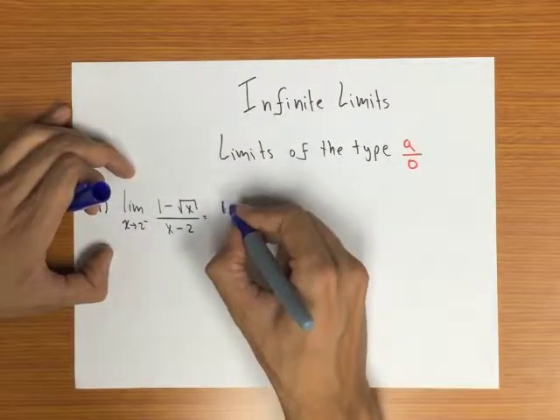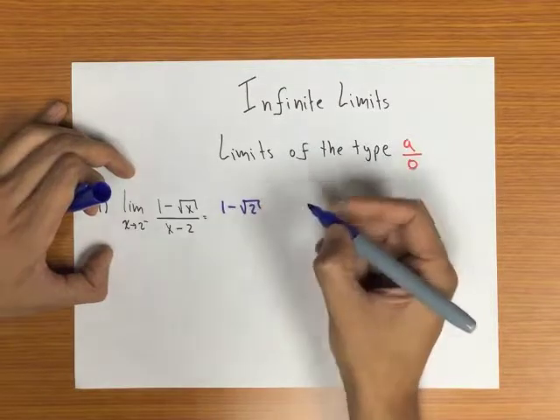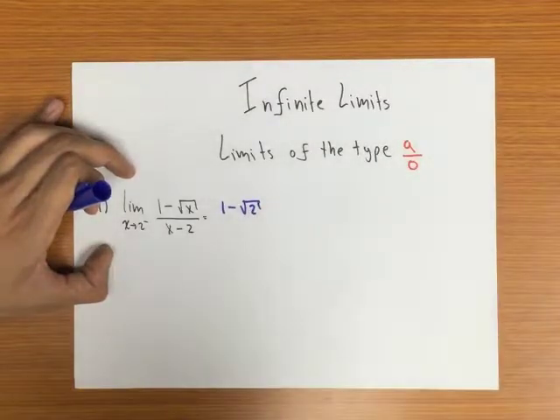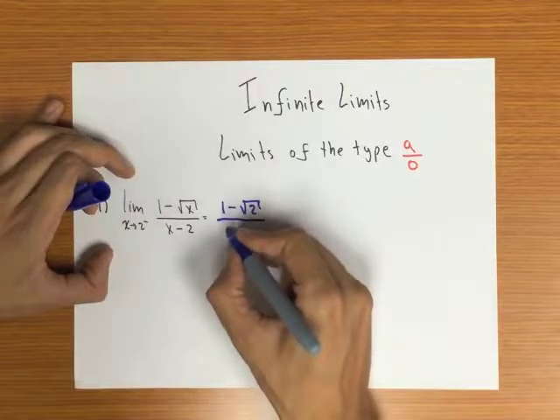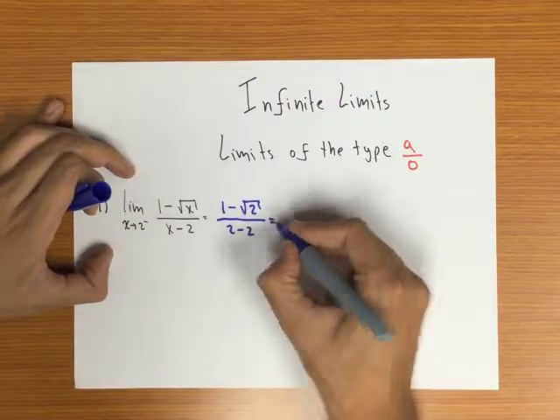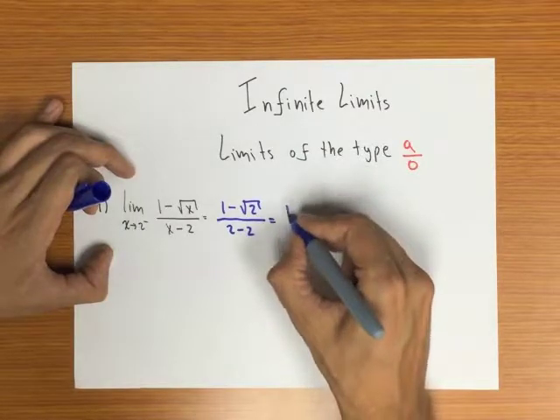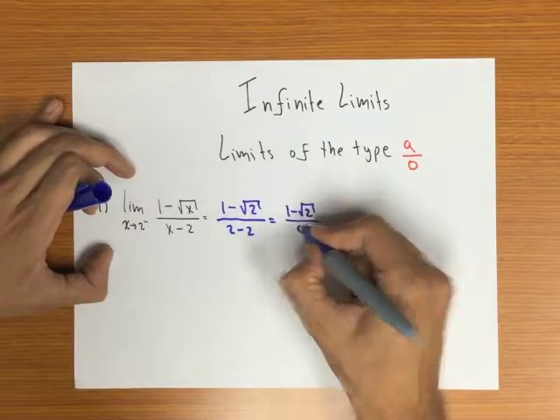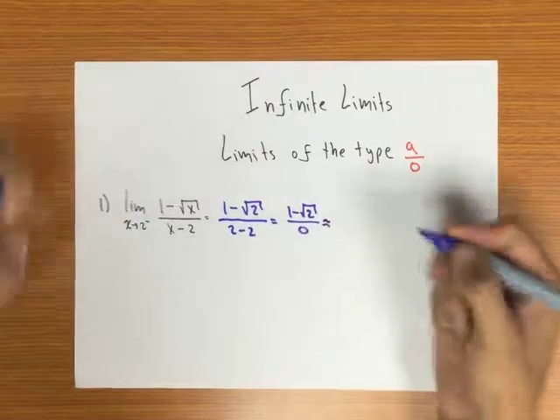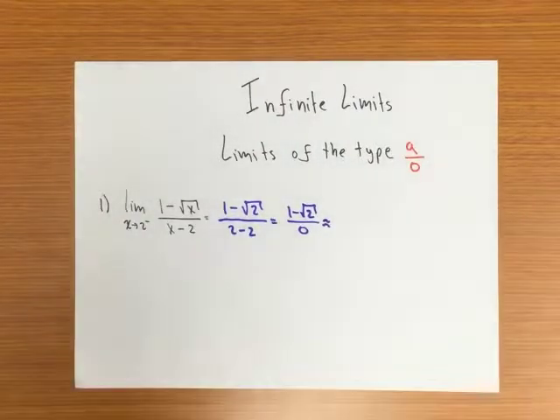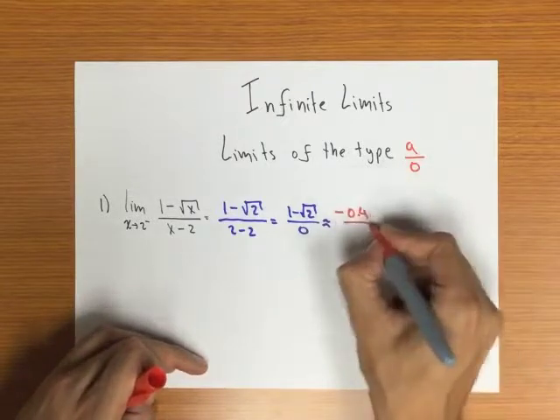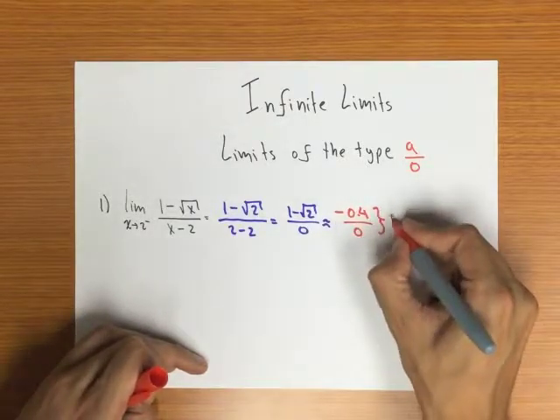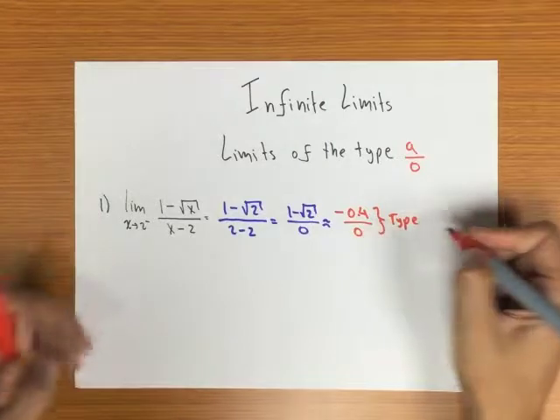So you will have 1 minus the square root of 2 over 2 minus 2, and this is equal to 1 minus the square root of 2 over 0. Approximately this is the number negative 0.4. This is the number negative 0.4 over 0. So this is the type for the limit.